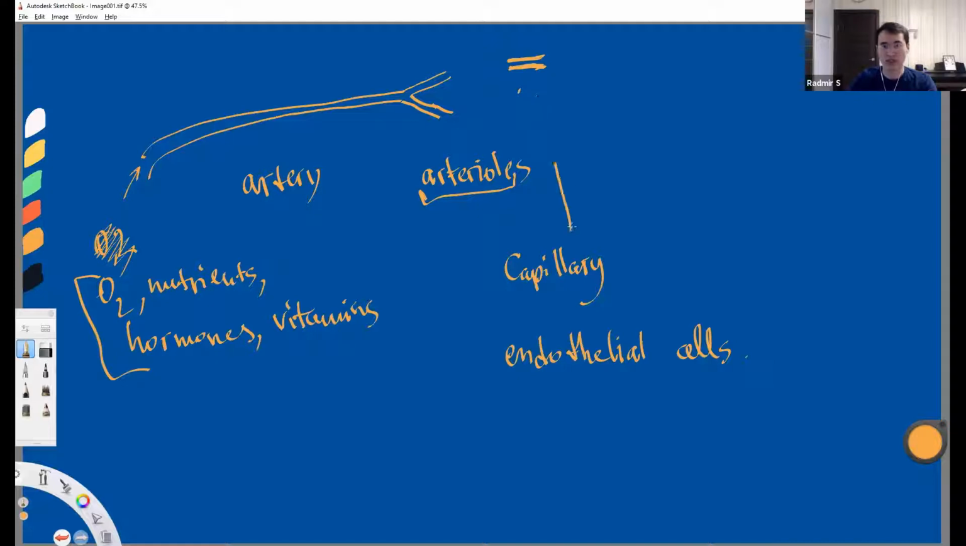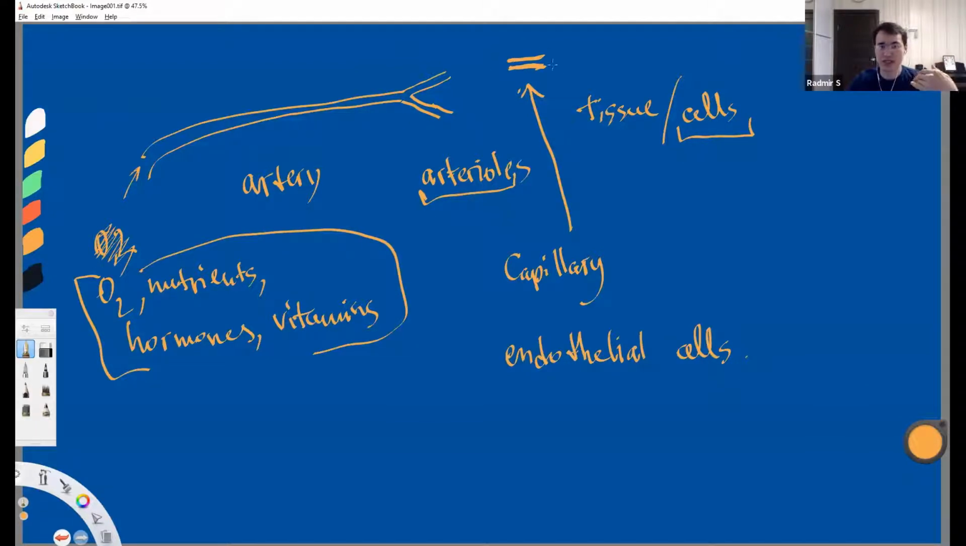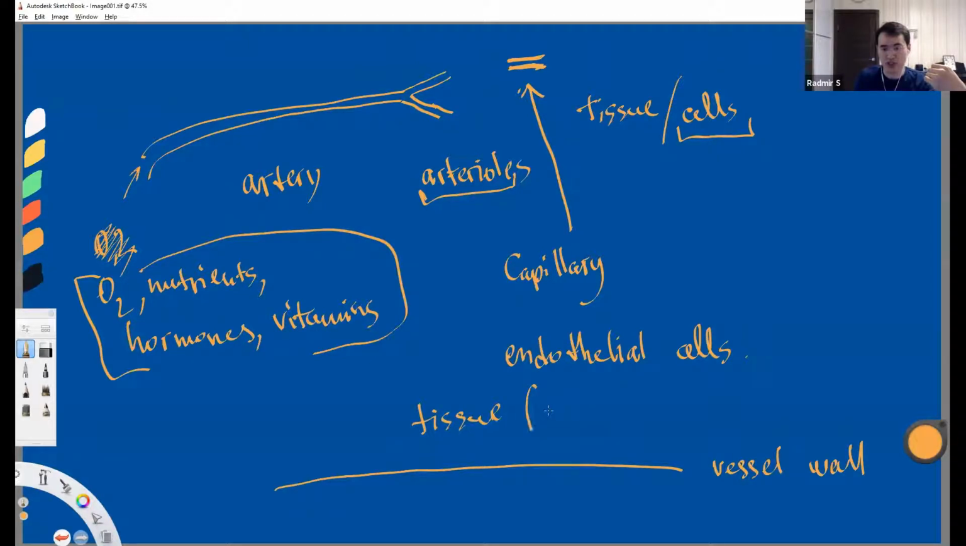So here we have the tissues. And of course, the tissues are composed of cells. And these cells need to obtain all these nutrients, etc., from the blood. So how do we do that? We diffuse. Just imagine, this is the vessel wall, and here we have tissue, which are the cells. And here we have the bloodstream with all these nutrients. So we diffuse them to our cells, okay?